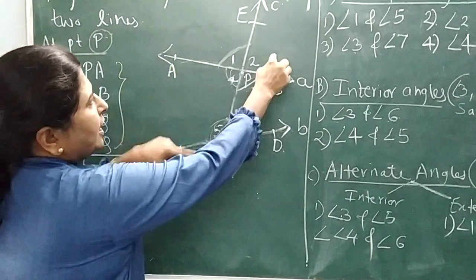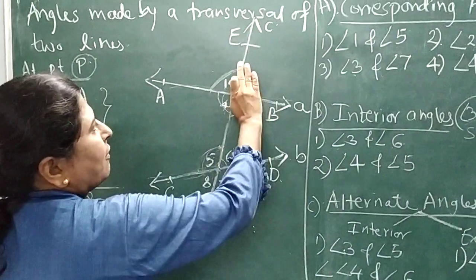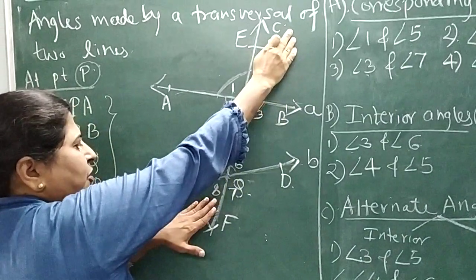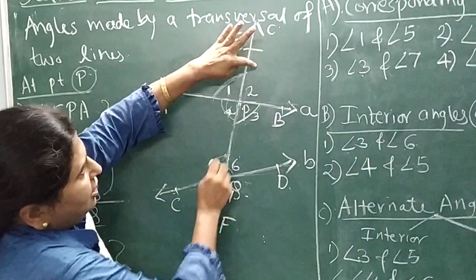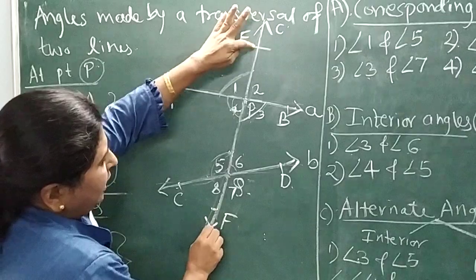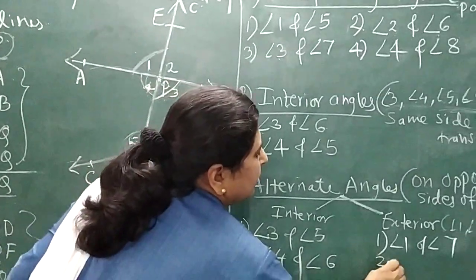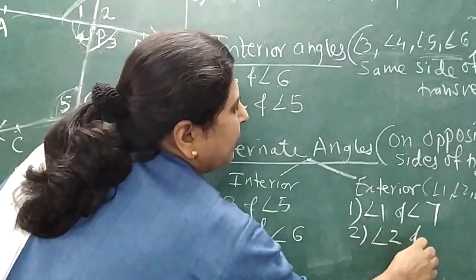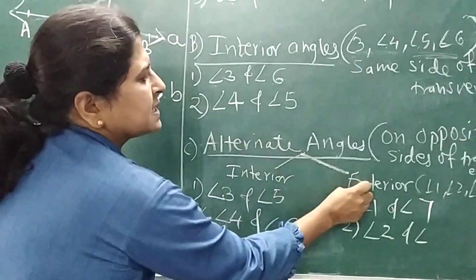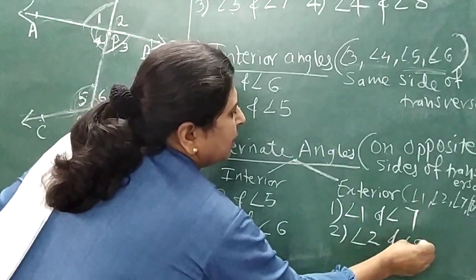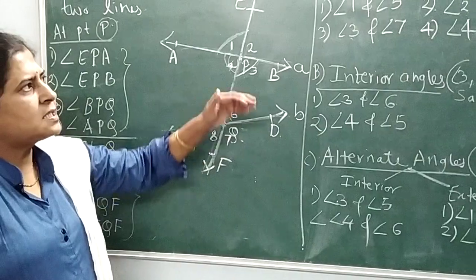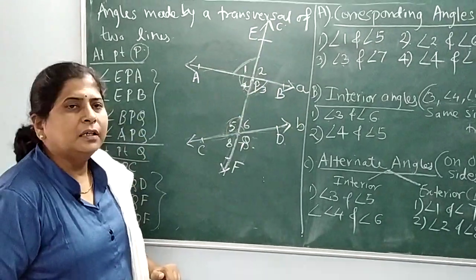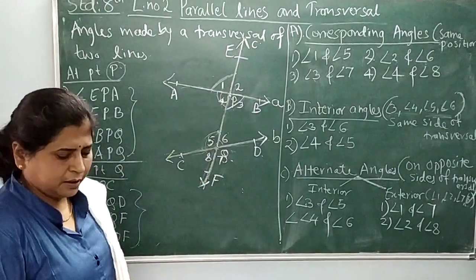Okay. Now for angle 2. Angle 2 is on the right of the transversal, and 8 we should select from the left. So angle 2 and angle 8 will form a pair of alternate exterior angles. Okay. So these 3 types of pairs of angles we have seen.